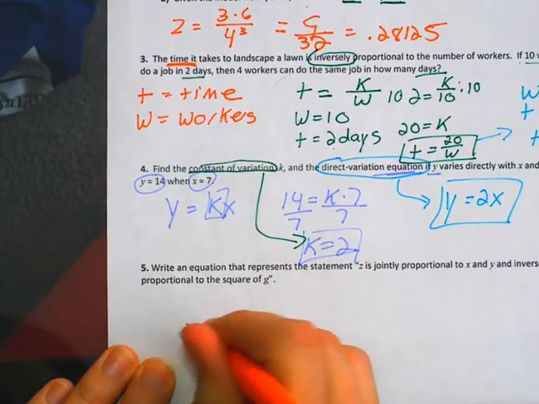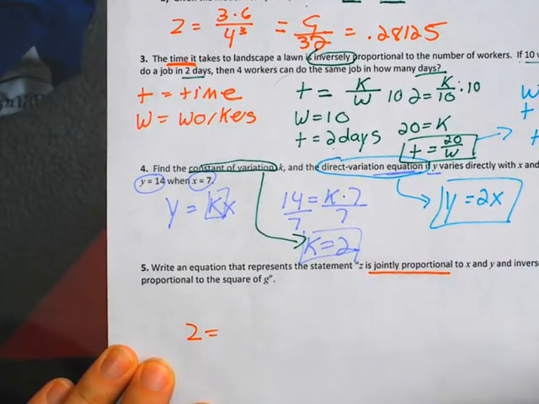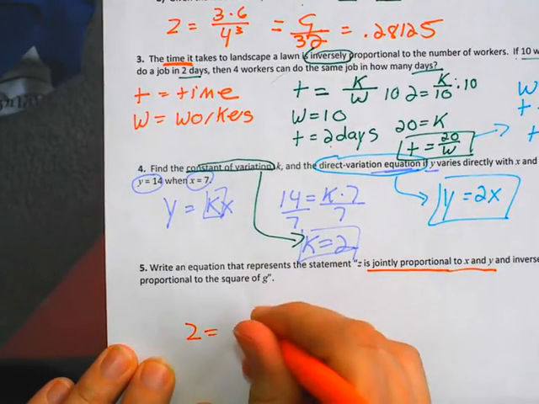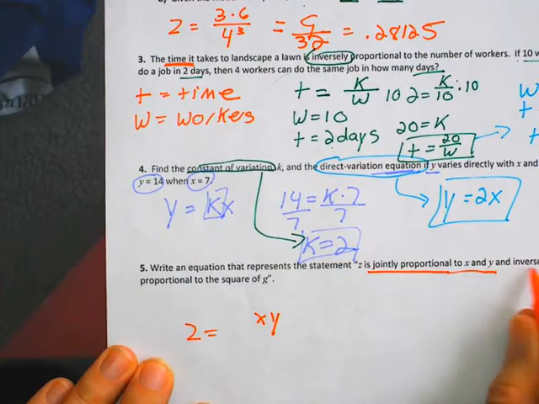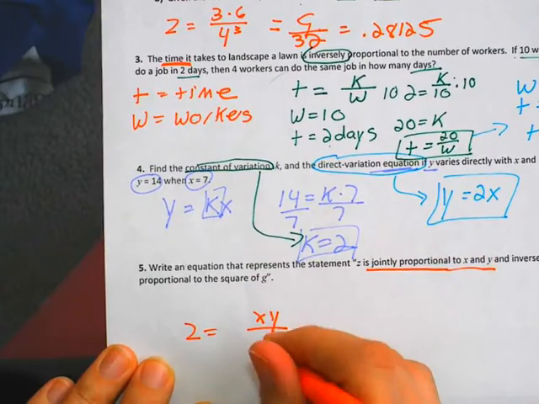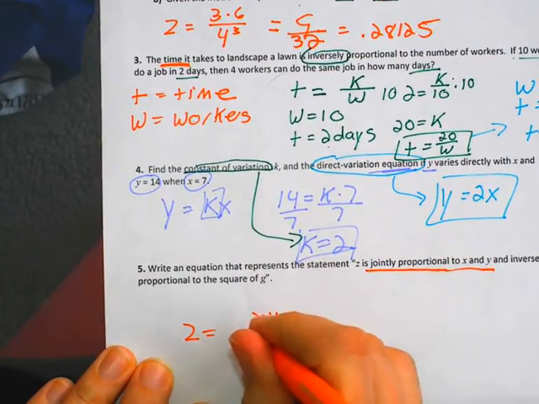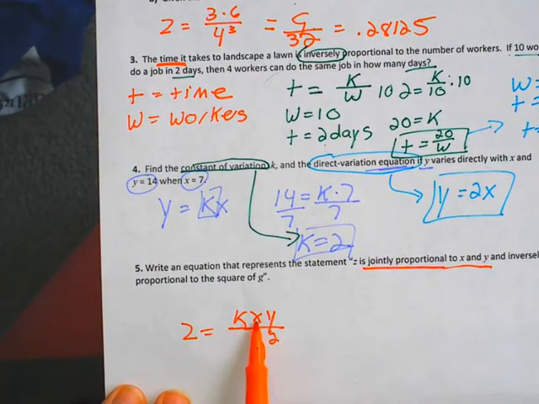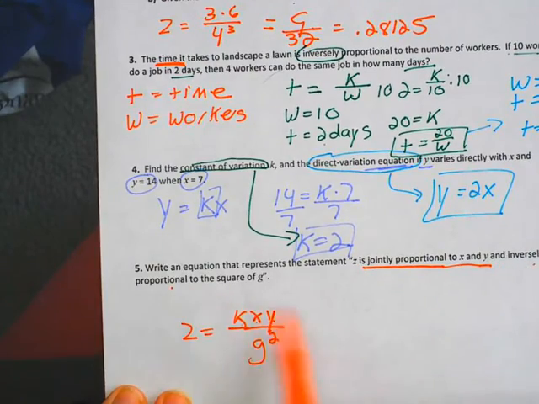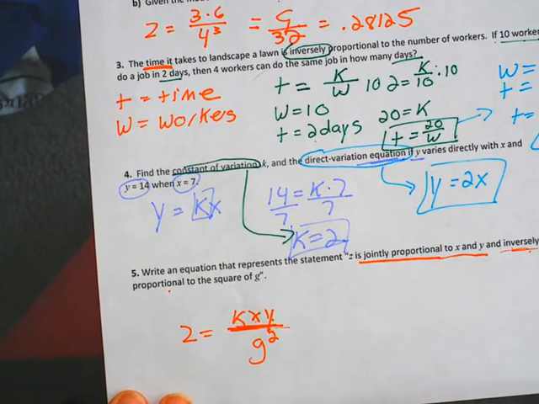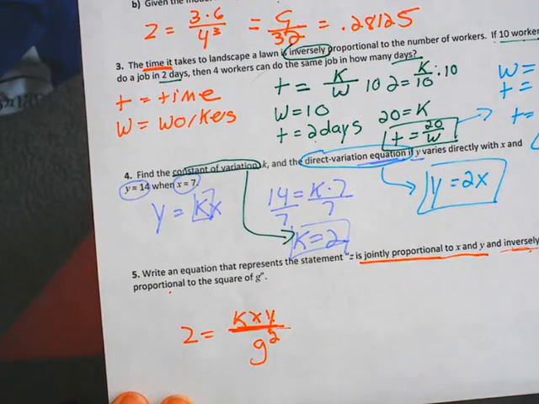So Z is jointly proportional to X and Y, and inversely proportional to the square of G. Don't forget we need K, and K is always in our numerator, so we put our K in. Whenever you see that word inverse, you should be putting that division line, G squared, or the square of G, which is the same thing as G squared. All right, let's look at the next problem.